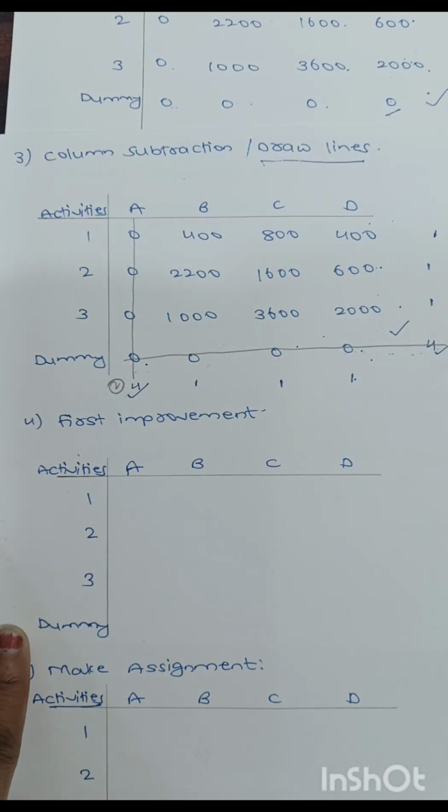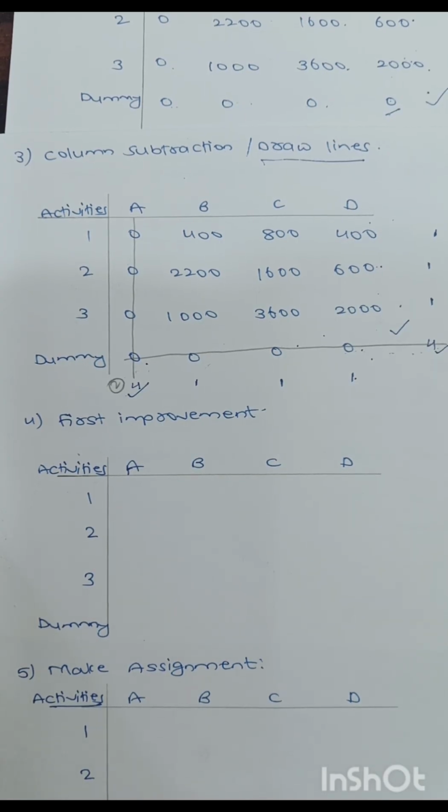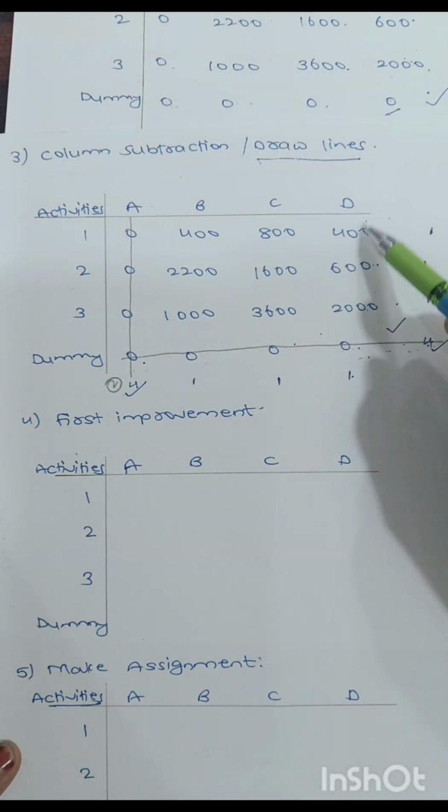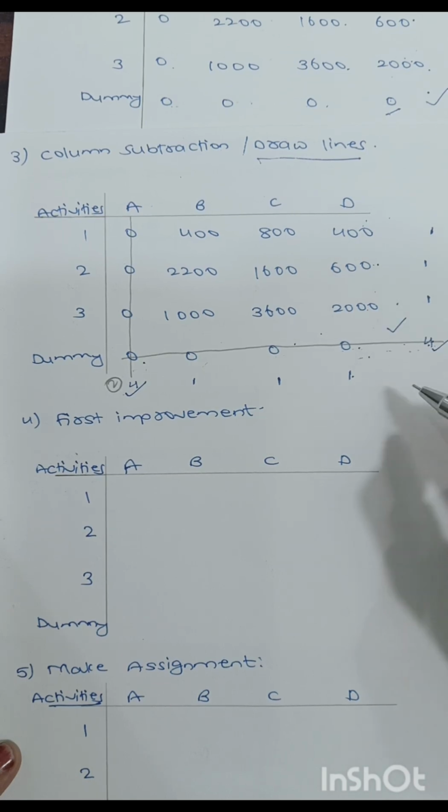But as per the rule, for making the assignment, we have to draw lines equal to the number of rows and columns. We have 4 rows and we have 4 columns, but the lines that we have drawn are 2. So, the number of lines is less than the number of rows and columns. Hence, we have to go for the first improvement.